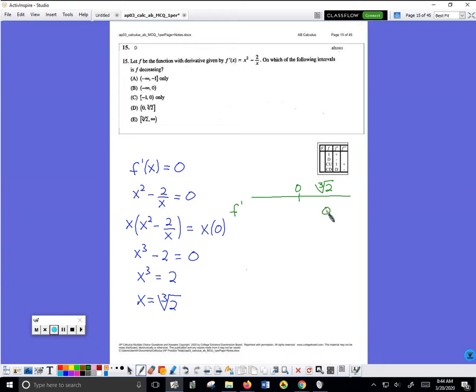Now I just need to test on either side. So I go back to f prime, here's f prime, and I simply plug in 0. If I plug in a 0 here, well, that's no good, because if I divide by 0, that would also be undefined. You have to watch out for that. Let's fix that. It's a little weird looking there.